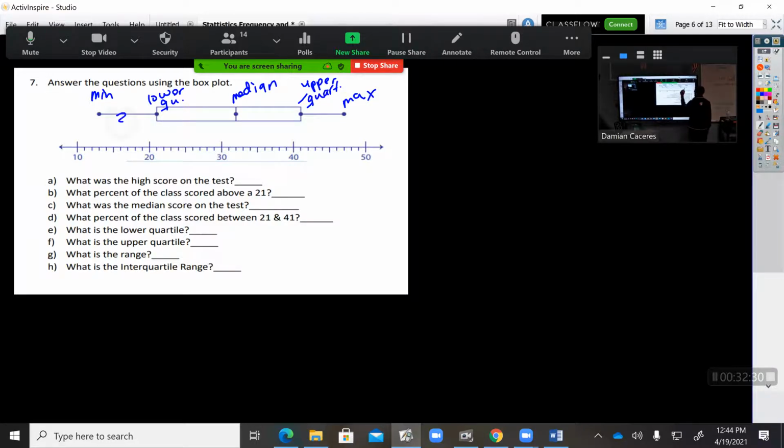And between each dot, 25% of the data lands there. So all you need to remember is from space to space, each space is 25%. So from here to here, 25%, here to here would be 50, here to here, 75, from here to there is all of it, 100. So now we can answer these questions. What was the highest score on the test? Highest value is over here. That's 47.